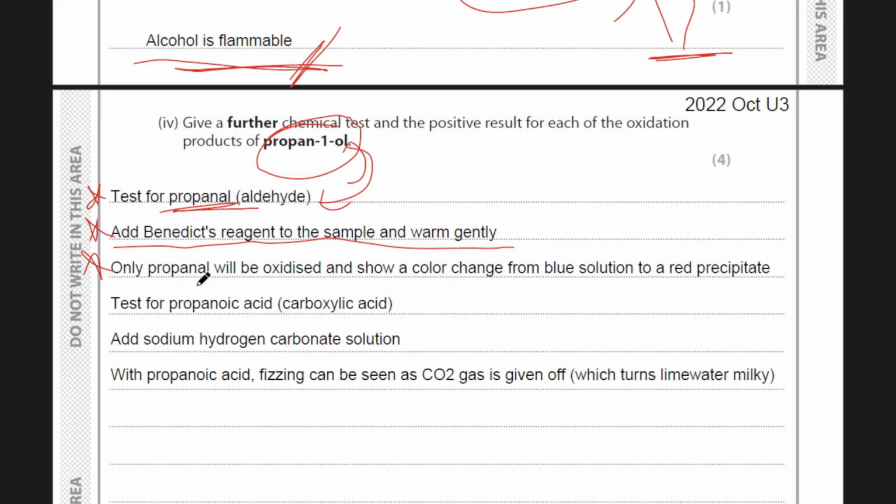So what is going to happen is that you see a color change from blue solution to red precipitate, and the other product which might be produced is a carboxylic acid, right? So we don't know, carboxylic acid might be produced as well.